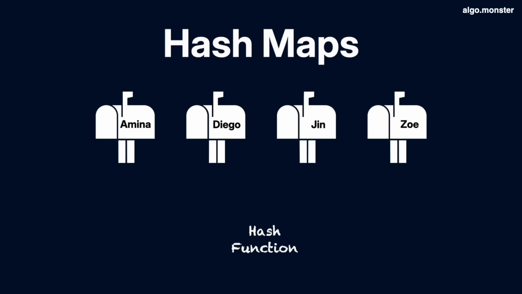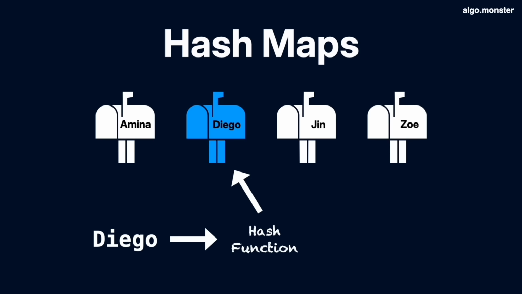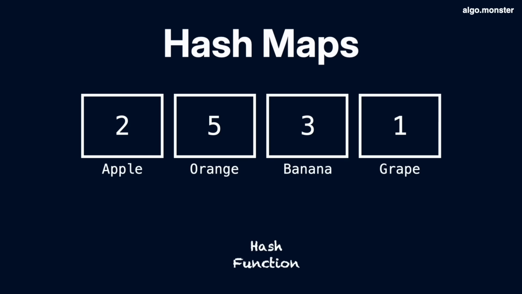Imagine you have a huge row of mailboxes. Each mailbox has a unique number. And instead of looking through every mailbox for someone's letter, you can just run their name through a formula known as a hash function, and it tells you exactly which mailbox to open. So if I gave you a key, like the string banana, the hash function will take banana and spit out a number, like 243. That number points to a slot in memory, and that's where your value is stored.